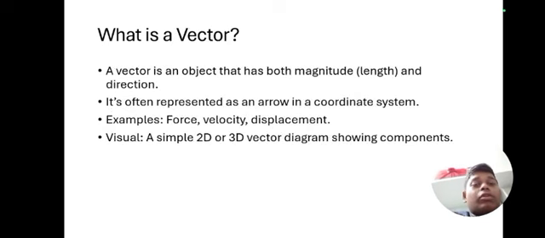Next one, what is a vector? A vector is an object that has both magnitude and direction, and it's often represented as an arrow in a coordinate system. Examples: force, velocity, displacement. Visual: a simple 2D or 3D vector diagram showing components.